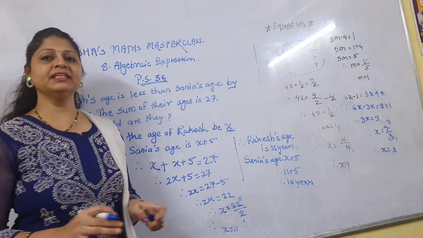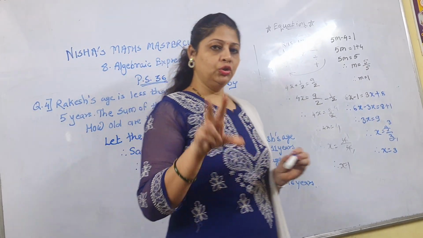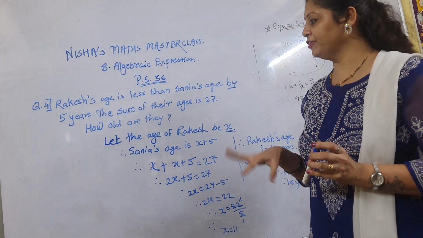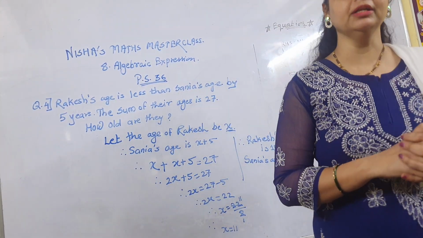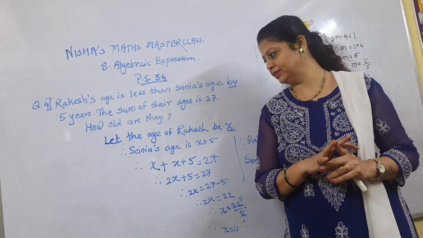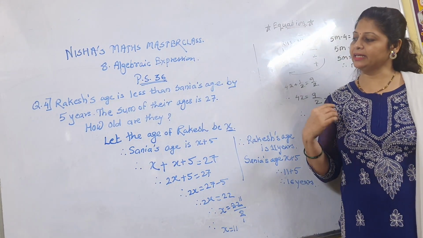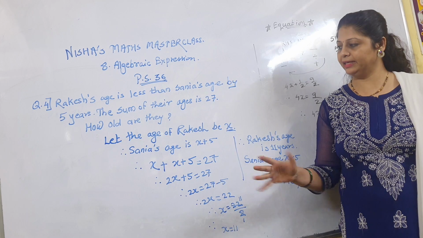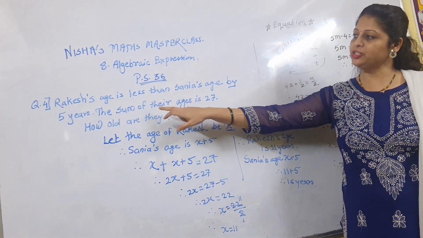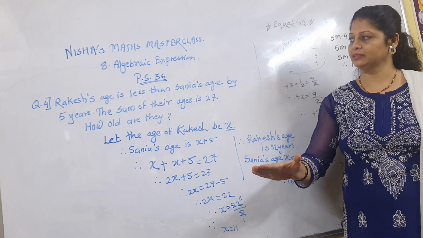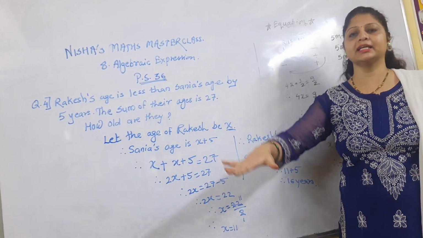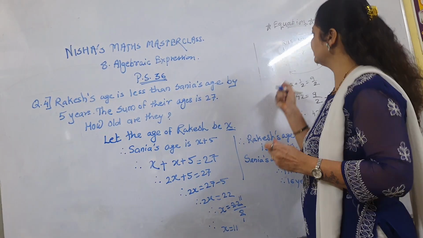Understood, children? Very simple and easy. Two types we can solve this. The first one, I always go with addition. If the addition is possible, I always go with addition. Some children take this question in another way. For example, they take the age of Sania as x. Then Rakesh is less by 5. Rakesh's age is less, so they have to write it like this also.